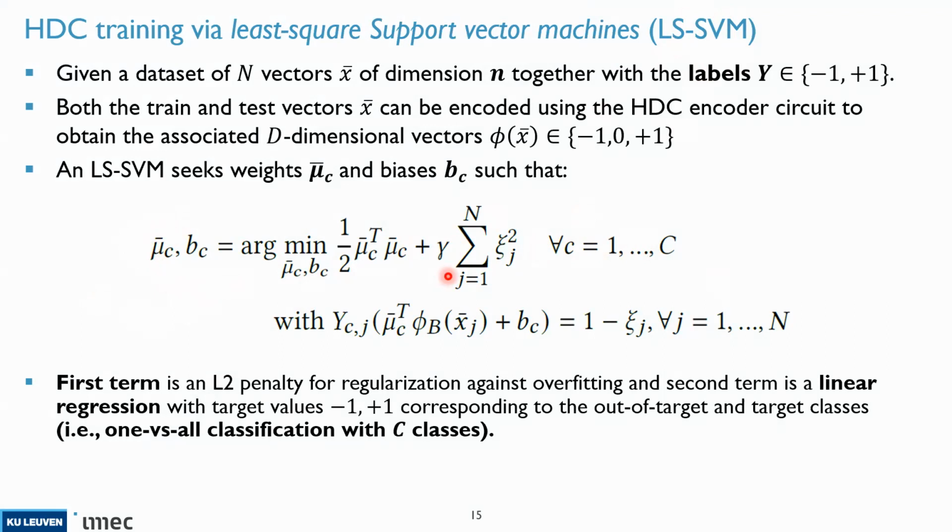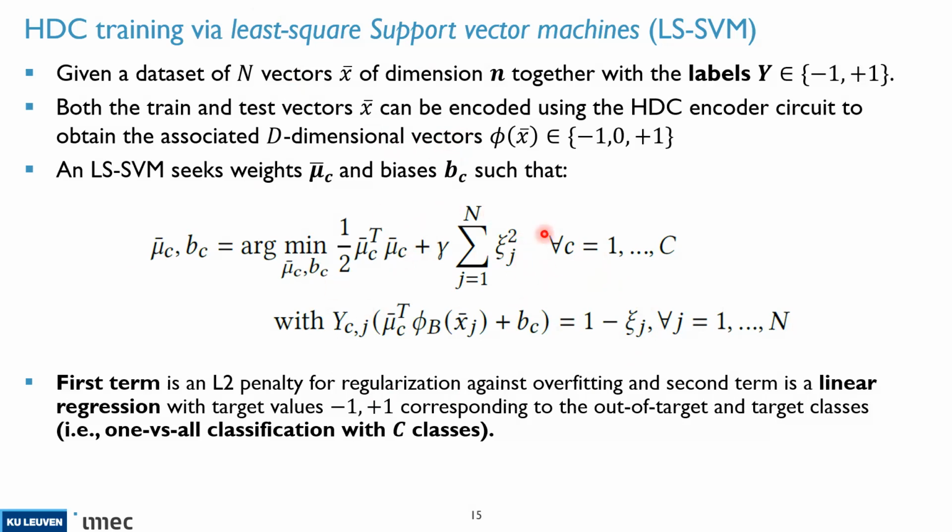Basically, we use this optimization problem here, which is the least square support vector machine problem. It's similar to the support vector machine problem, but in fact, what you can show is that it leads to the resolution of a linear system of equations, which makes it more computationally efficient. So that's why we use the least square variant over the full variant. And the idea is as follows.